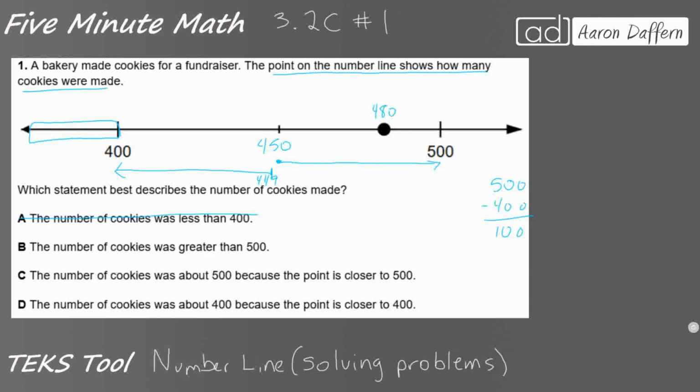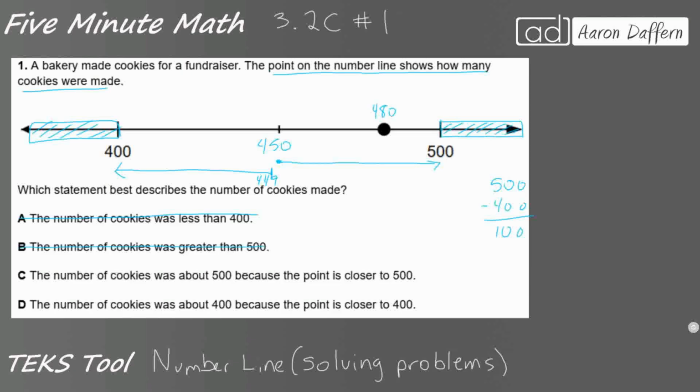The number of cookies was greater than 500. So what A and B do is they operate outside of these boundary numbers. There is a little bit of space. Obviously, numbers are less than 400 or greater than 500, but not in this case. We're looking in between these two. And so it's asking, is it less than 400? No. Is it greater than 500? No. So those are going to be pretty easy.